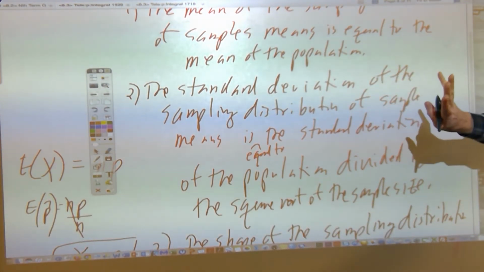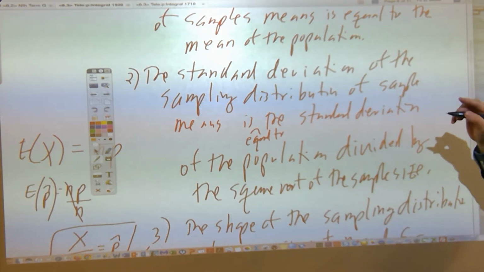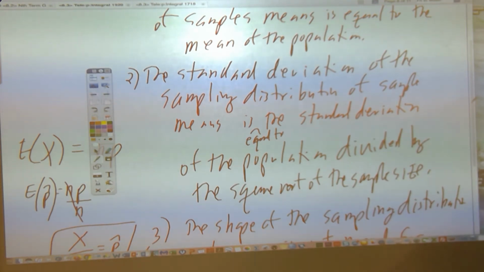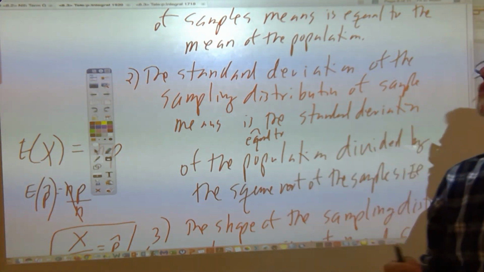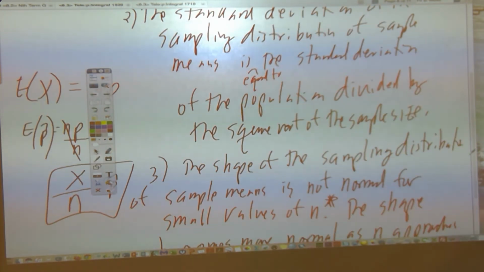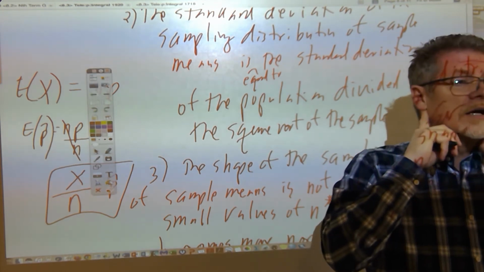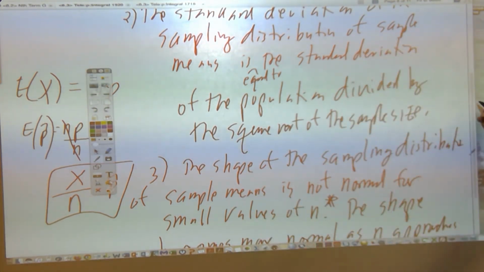Statement 2 is, class, ready, go. The standard deviation of the sampling distribution of sample means is equal to the standard deviation of the population divided by the square root of the sample size. A lot of people forget to divide by the square root of the sample size.